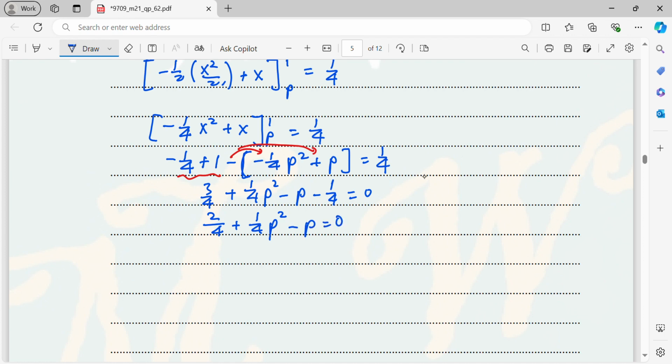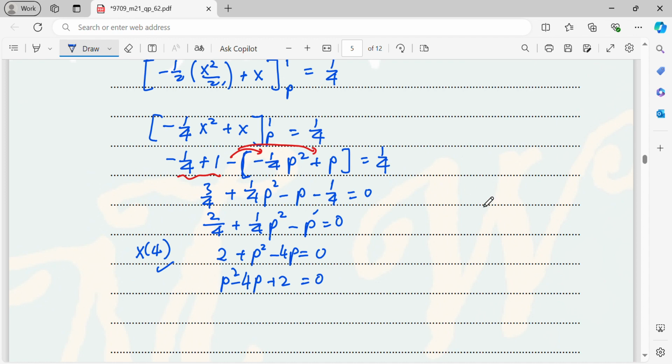Now to eliminate the over 4, I just times 4 to the whole equation. Then I will be getting 2 plus p squared minus p equals 0. Now this is a quadratic equation, so we need to arrange them in order first, so that I will be getting p squared minus p plus 2 equals 0. Wait, times 4, so the last term should be minus 4p and not just p. This is minus 4p. So this is the quadratic equation that we have obtained.